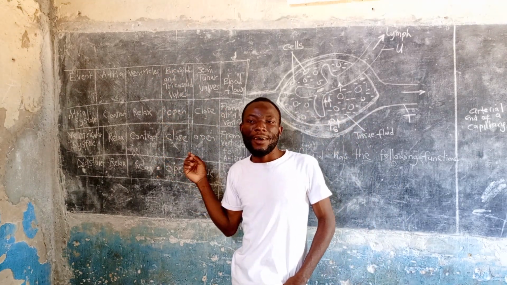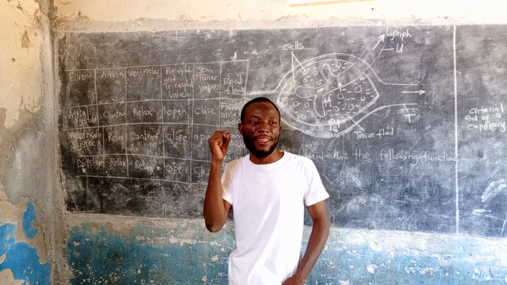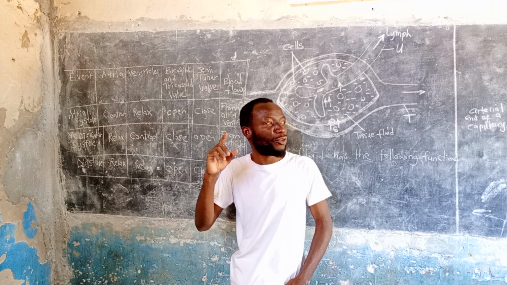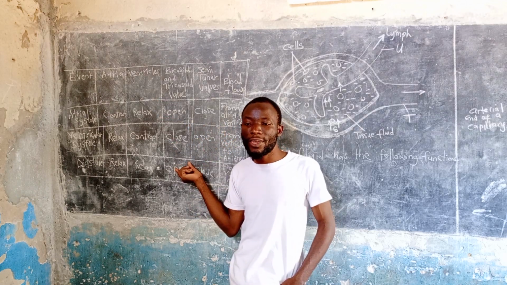The heart is doing this cycle about 72 times per minute, between 72 to 75 times per minute. Are we together?